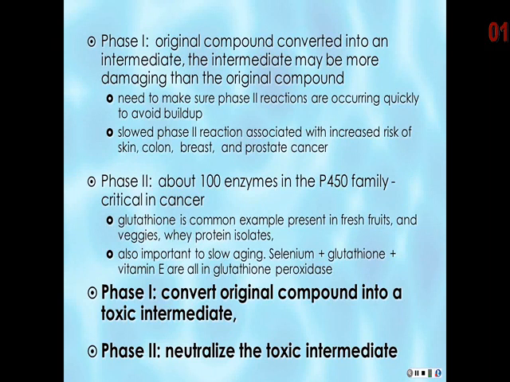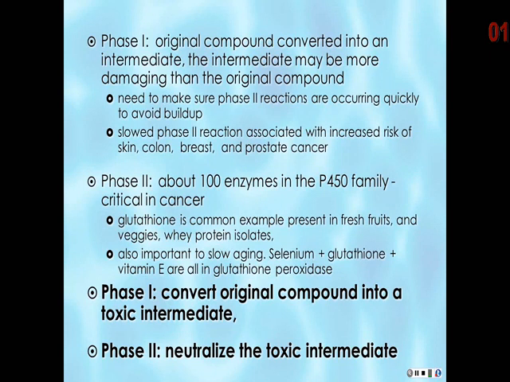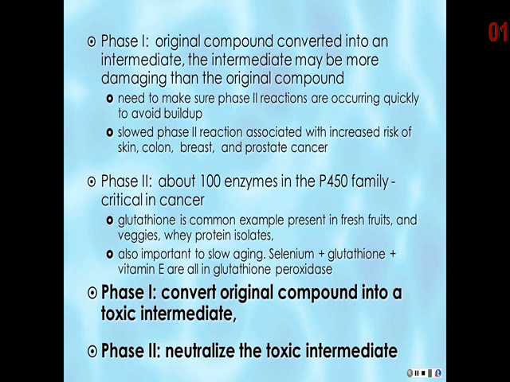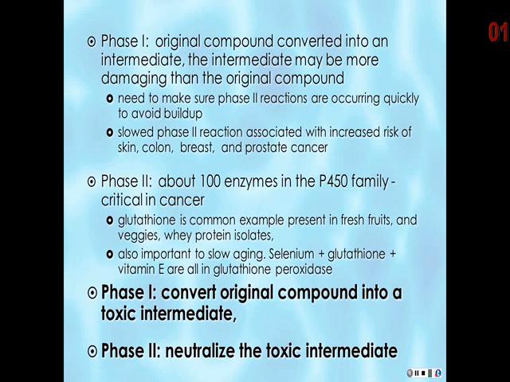Phase 2 reactions involve several enzymes. There are about 100 enzymes in the P450 family alone, which is believed to be critical in cancer. Glutathione is another common example of a nutrient helpful to the liver. This can be found in fresh fruits and vegetables and whey protein isolates. This combines with selenium and vitamin E to make glutathione peroxidase and is also important in slowing the aging process.